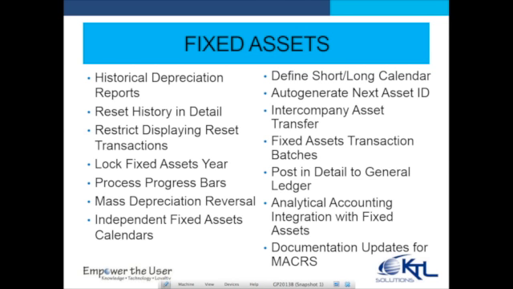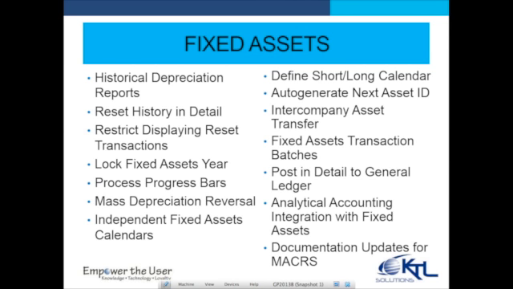You can now reverse out a depreciation in mass, which is kind of nice. You couldn't do that before. You can now have multiple fixed asset calendars for each book. So if one book is a calendar, you want another book as a fiscal, you can now have that in the system.